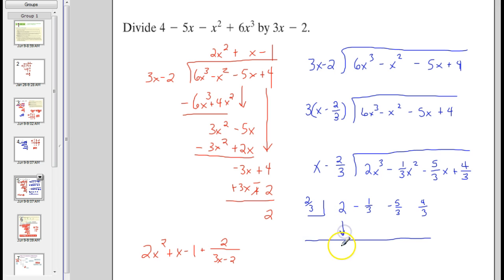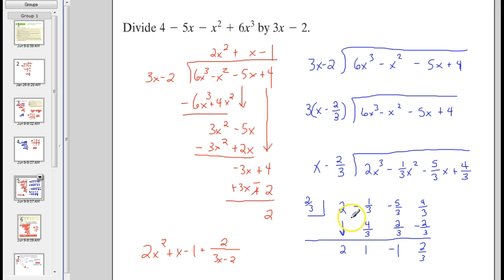Right, and we bring down the 2. 2/3 times 2 is 4/3. And we add: negative 1/3 plus 4/3 is 3/3, which is the same thing as 1. Alright, 2/3 times 1 is 2/3. Negative 5/3 plus 2/3 is negative 3/3, which is negative 1. And then finally 2/3 times negative 1 is negative 2/3. Alright, and then 4/3 minus 2/3 is 2/3.